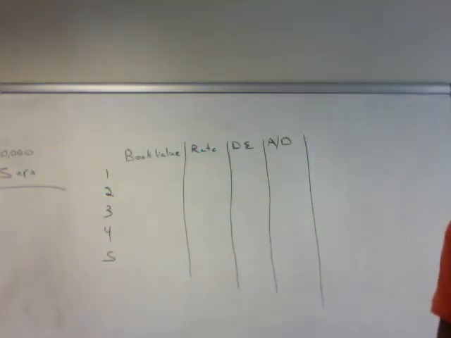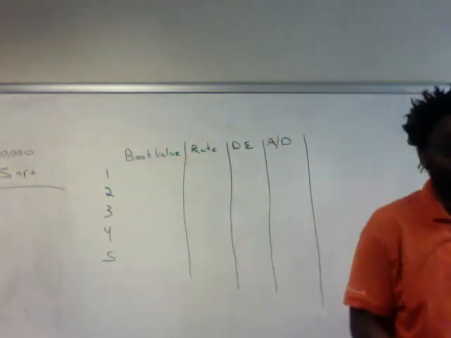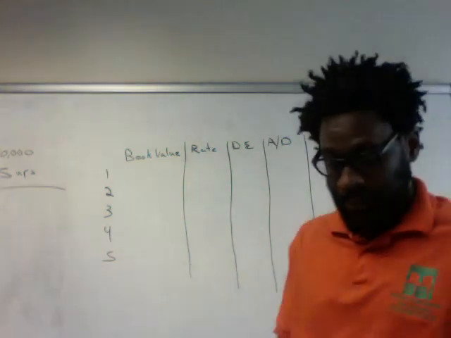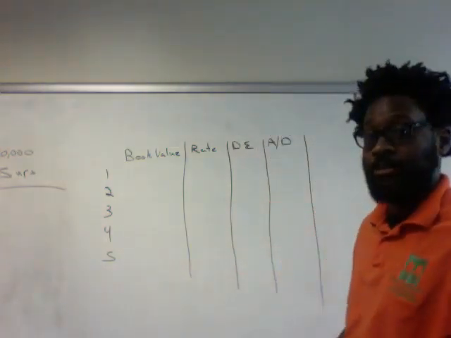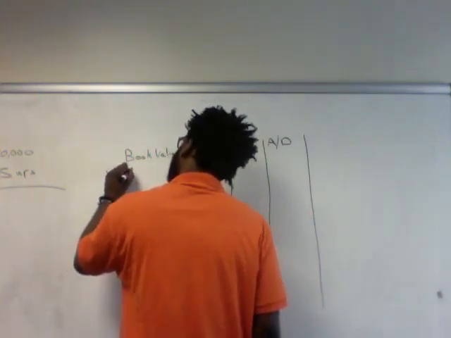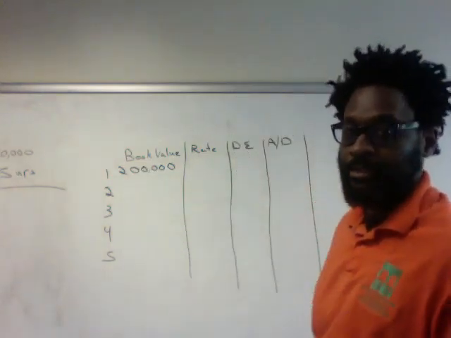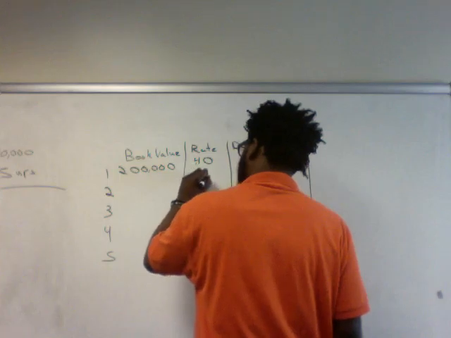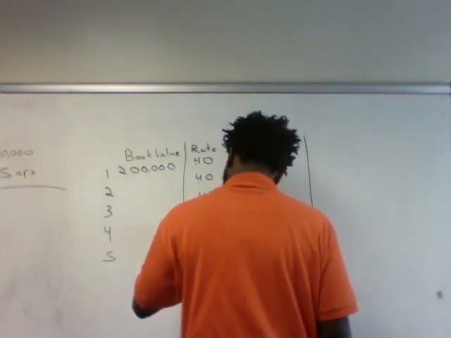Okay? And so at the beginning of year 1, what's going to be your book value? Remember, the book value formula is cost minus accumulated depreciation, but at the beginning of year 1, what's your book value? It should be $200,000. Why is it $200,000? Because we haven't depreciated it yet. This is the beginning of year 1. And we know our rate is 40% because we've already calculated that. So let's go ahead and put that down there for all of the particular years.